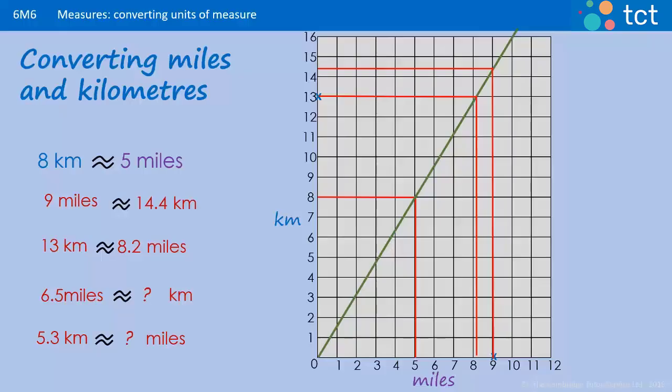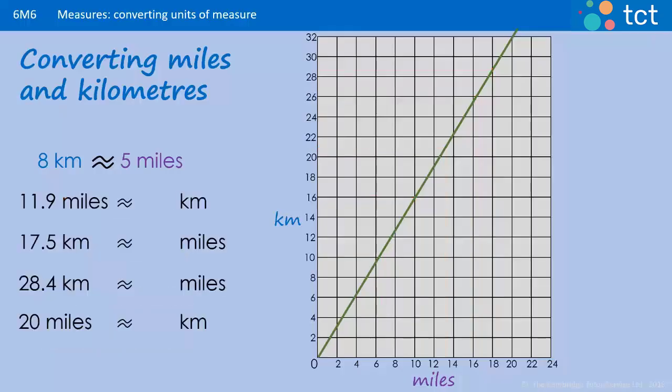The next one, 6.5 miles. That's going to be along the bottom, halfway between 6 and 7 miles. Take that line up, take it across. That looks to me as if it's just before 10.5 kilometres, so I'm going to call that 10.4 kilometres. If you've put 10.5, that's absolutely fine. Finally, 5.3 kilometres. That's going to be just below 5.5. Take that line across, take it down, and that looks to me as if it's about 3.3 miles.